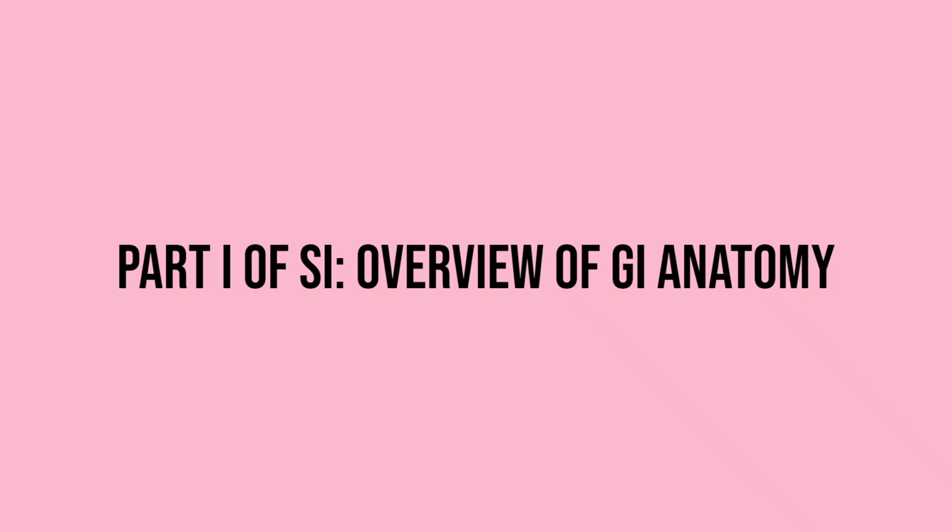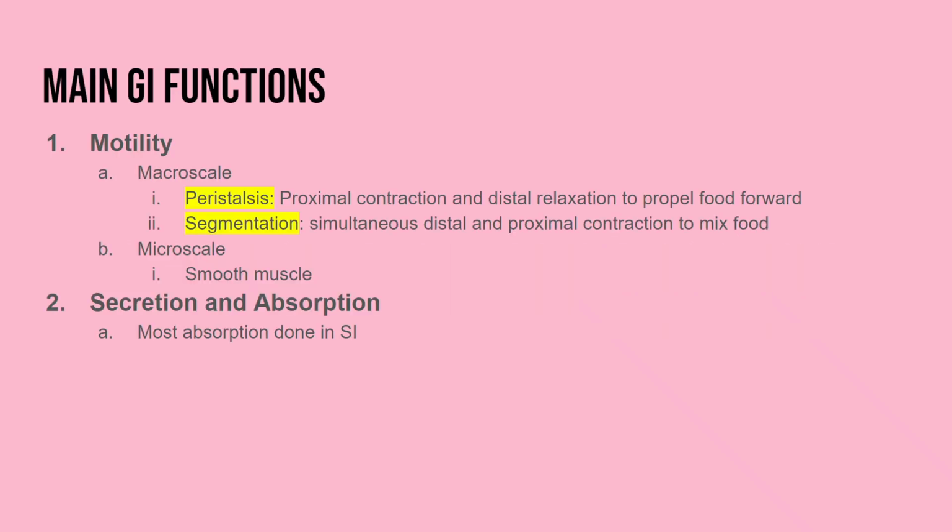Okay, so for the first section, I'm just going to do a broad overview of the digestive system. And then in the second part, I go into insulin and uptake of glucose into muscle, liver, and beta cells. Okay, so the two main GI functions are motility and secretion and absorption. Then there's macro scale and micro scale motility.